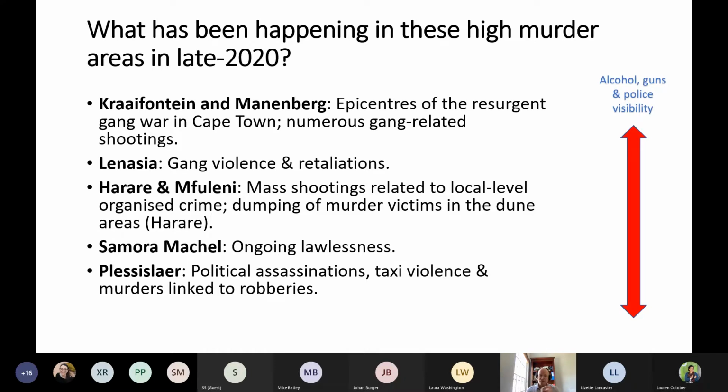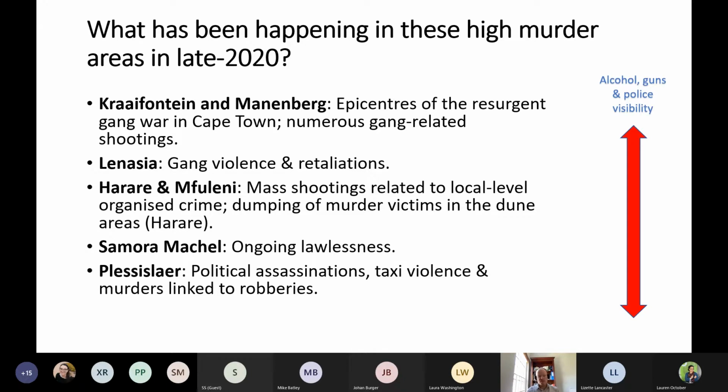So if we look at Kraaifontein, it is a concern because the number of murders increased dramatically over the third quarter of 2020 compared to last year. It has certainly been an epicenter of a resurgent gang war in Cape Town. The gang war has been going on for 10 years, but it has ebbed and flowed. We saw a number of assassinations in late 2020 happening there, and also numerous gang-related shootings. So residents who have nothing to do with gang conflicts get caught in the crossfire, or revenge killings happen as a result of an assassination.